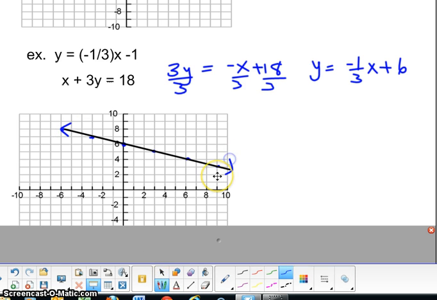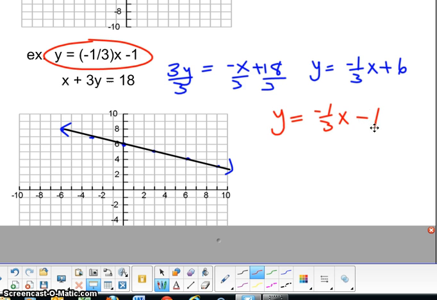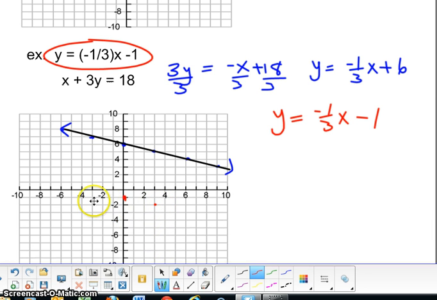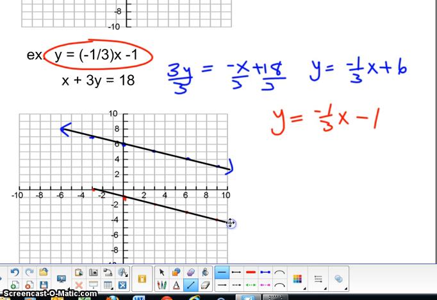Alright, and the other one we're going to put in red, and that's y equals negative 1/3 x minus 1. So we would start at negative 1, and then we'd go down 1 and over 3, because it is a negative, and continue going down 1 and over 3 to find the line. And that line is going to look something like this.